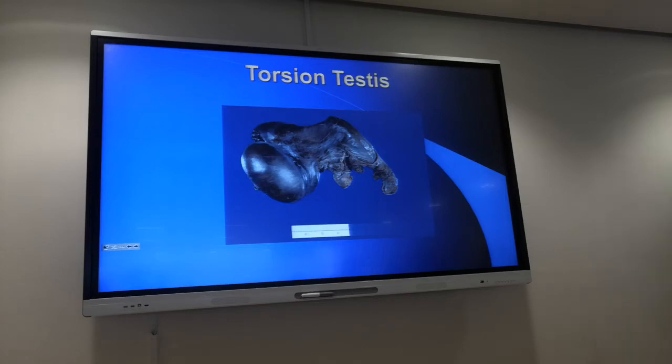So how would you interfere? The patient has to be in the hospital ASAP, and in the OR, and this has to be untwisted. The testis that has been exposed to this has to be untwisted, and it has to be put back into the scrotum and fixed in the scrotum to make sure that it does not happen again.